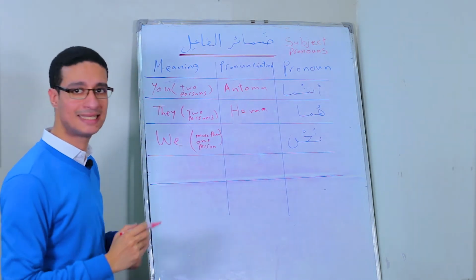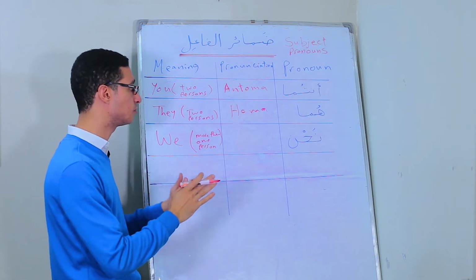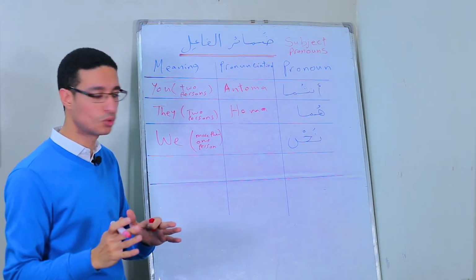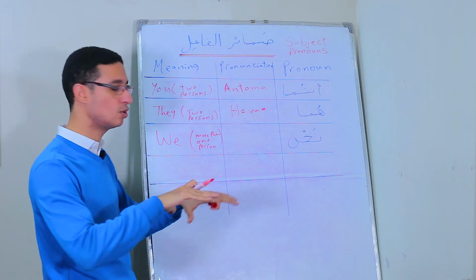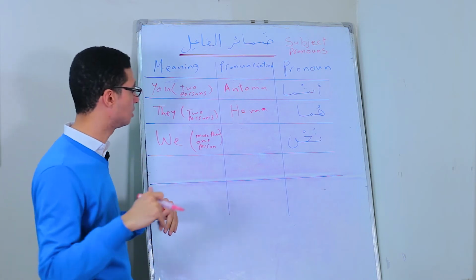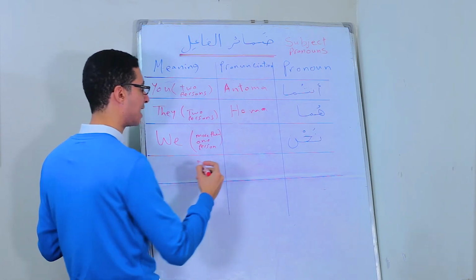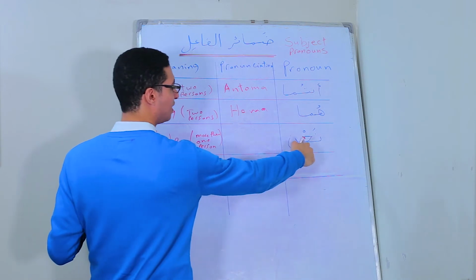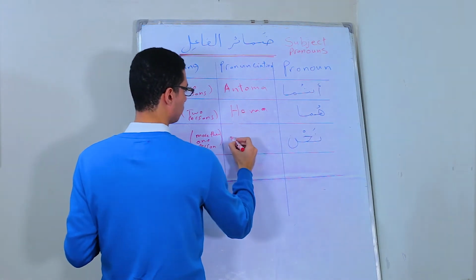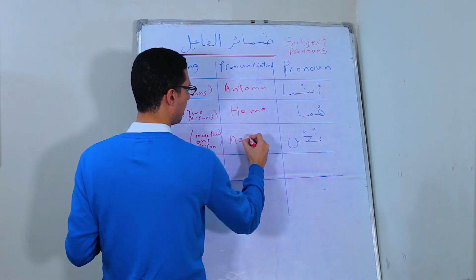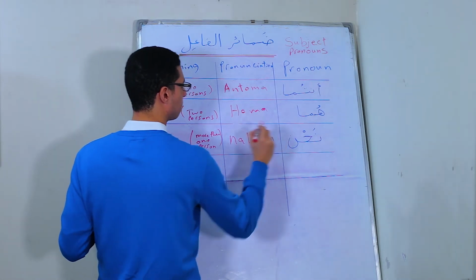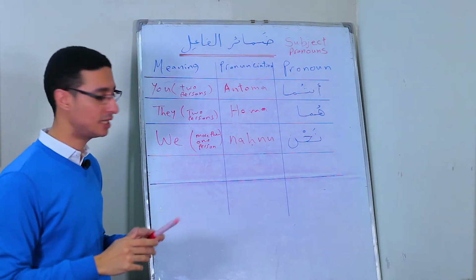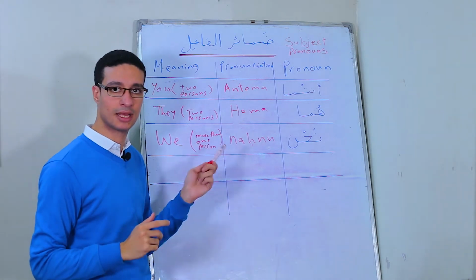Okay, the third one is nahnu, but nahnu actually is used for the plural and for the two persons. So if you want to say we, okay, we, it will be nahnu. So take care, please, of the ha sound. Nahnu, it means we, and it works for the plural and the dual.